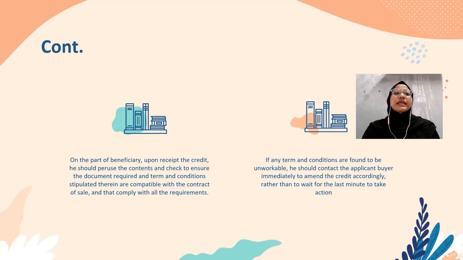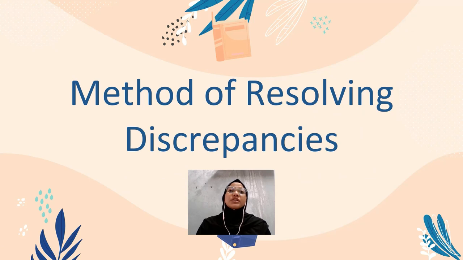For the next one, on the part of the beneficiary, upon receipt of the credit, he should peruse the contents and check to ensure the documents required, terms and conditions stipulated are compatible with the contract of sale and comply with all the requirements. For the last one, if any terms and conditions are found to be unworkable, he should contact the applicant buyer immediately to amend the credit accordingly rather than wait for the last minute to take action. Okay, for the next one, methods of resolving discrepancies.